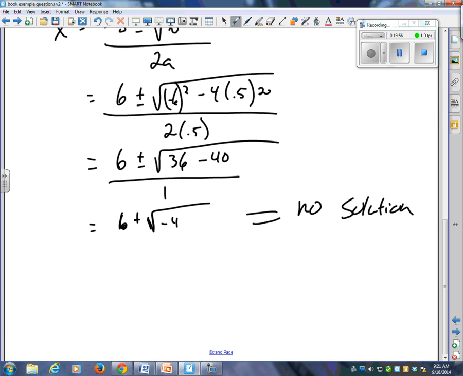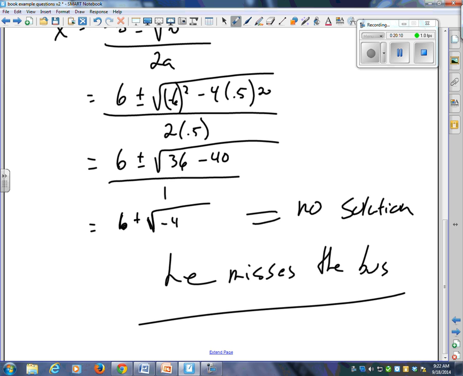In other words, Jack's position is never equal to the bus. Therefore, he misses the bus. Is that right? I'll look that up.